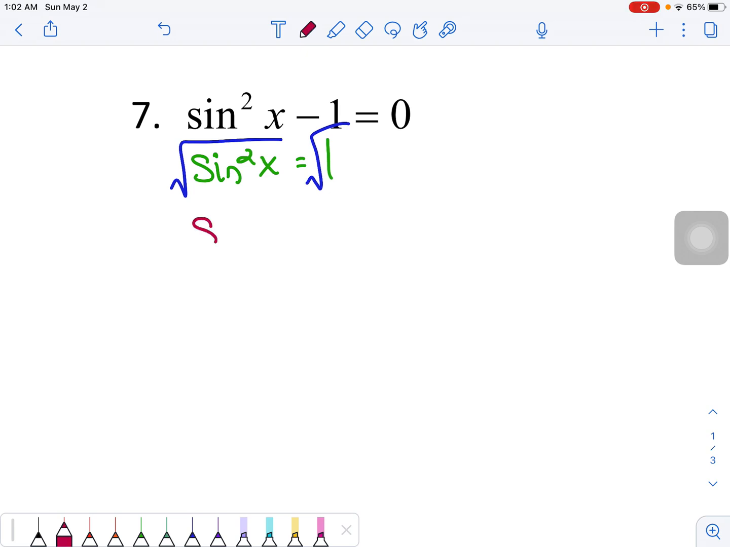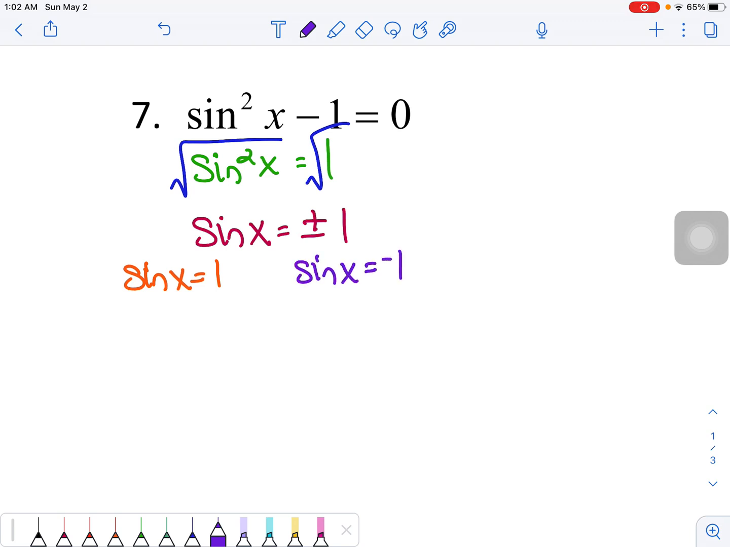Now, one thing I want to be careful about here is, because I'm putting the square root in the problem, I must include a plus minus. All right. Now, if you want to, you could actually break this up into two little equations. So sine of x is equal to 1, and you could do sine of x is equal to -1. If that makes you happy and it makes sense to you, go ahead and do it.